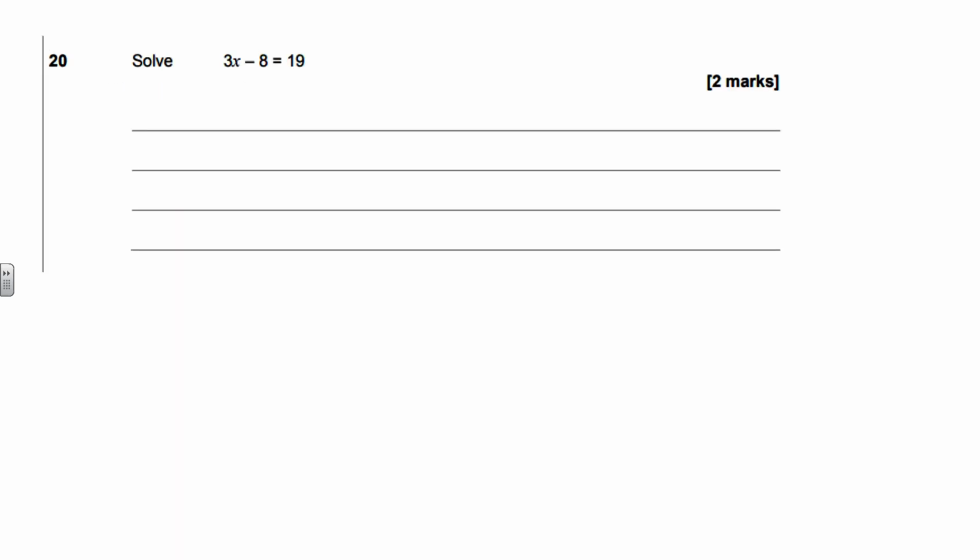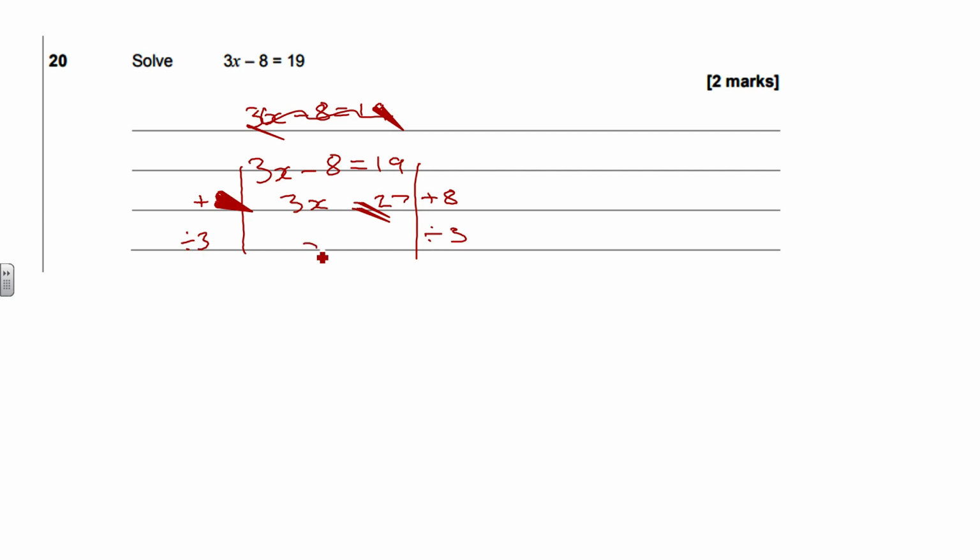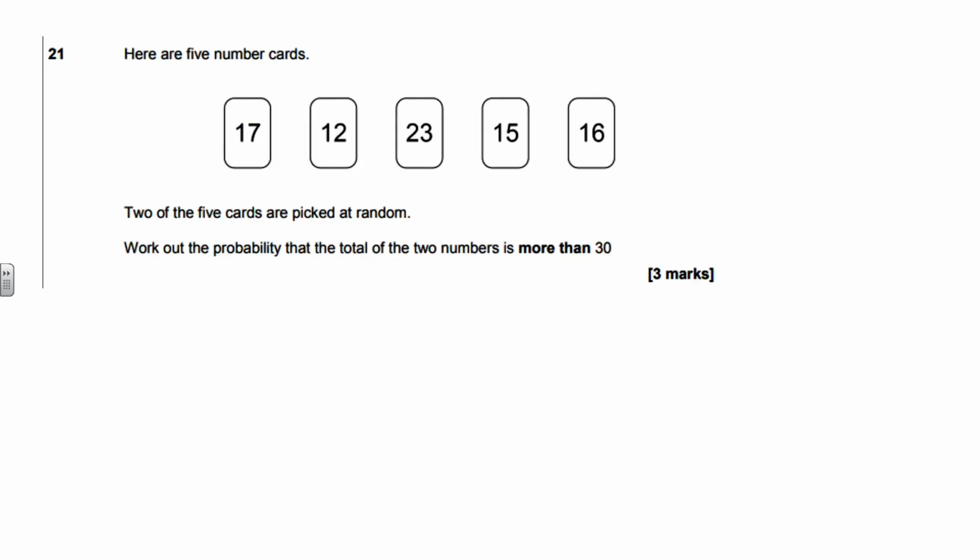Question 20 requires I solve 3x take 8 equals 19. So I'm just going to go with the classic balancing method. Ooh, this bit of the board doesn't like being written on. Let's try down here. So step 1 will be to add 8 onto both sides of this equation to get 27. So if 3x is 27, divide both of those sides by 3. So we get x is 27 divided by 3, 9.